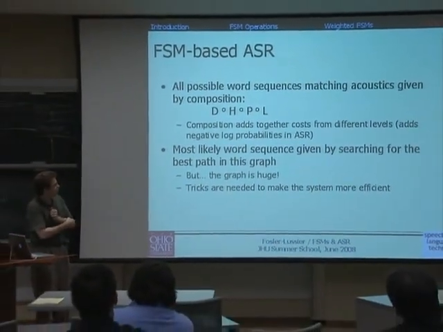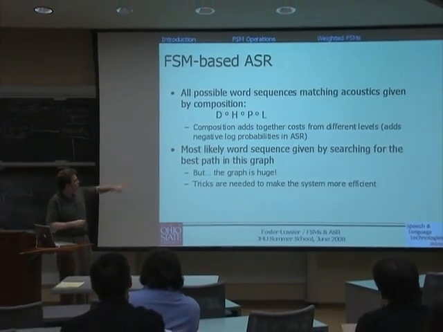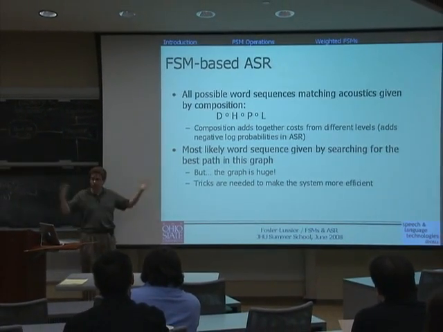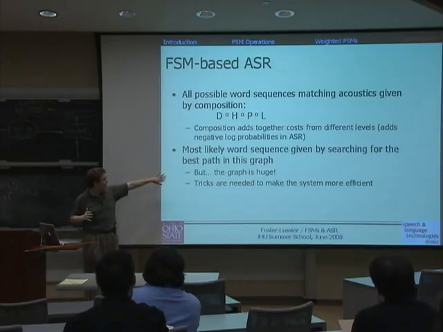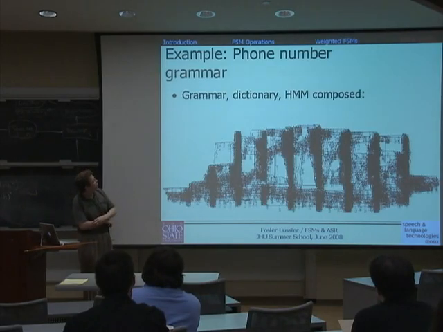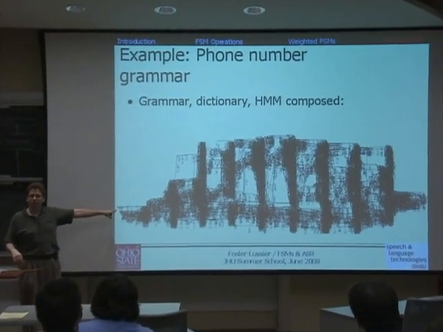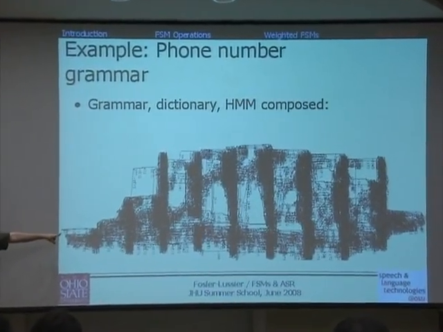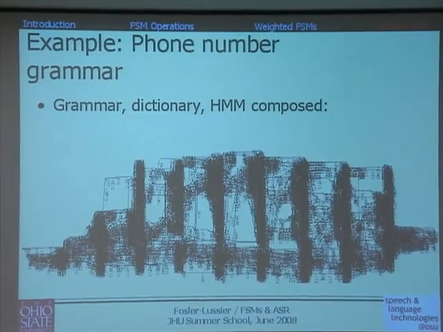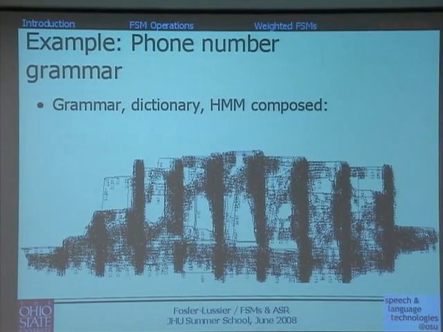Okay. Now, what happens is that you can now compose the whole thing. You get all of the possibilities in language, but that graph is huge, right? And so we're going to need some tricks to make that more efficient. Just to give you an idea, this is my phone number grammar, composed all the way down to the distribution level, right? And that was a small grammar, right? So you can tell it's pretty hairy already.